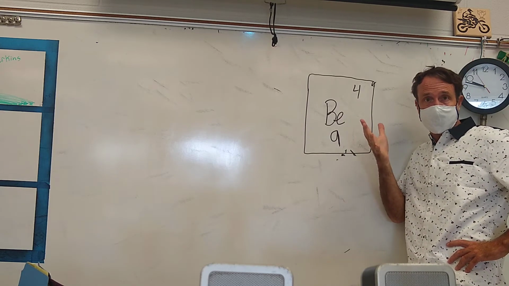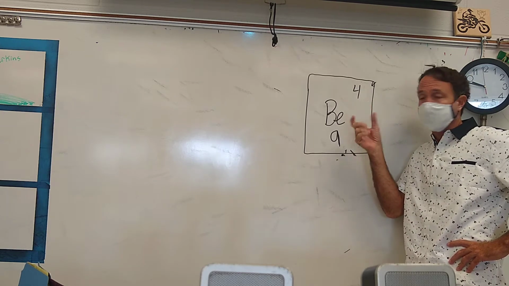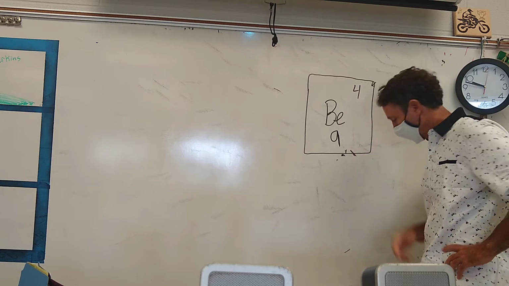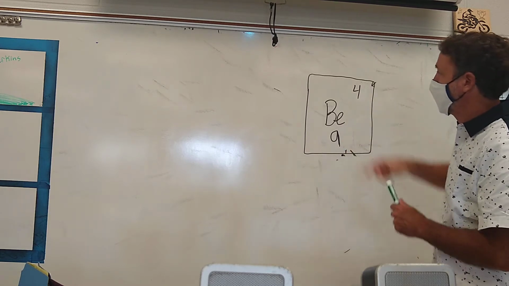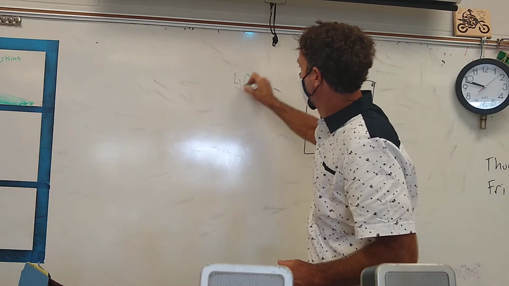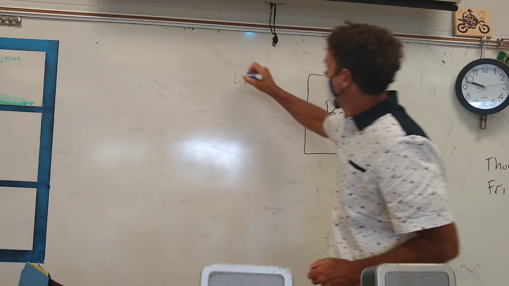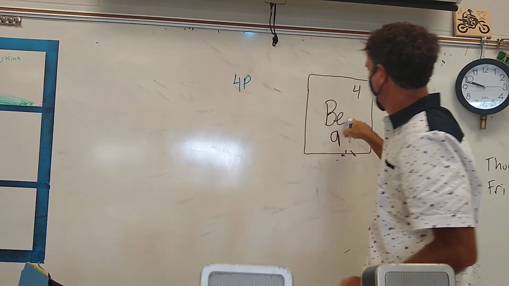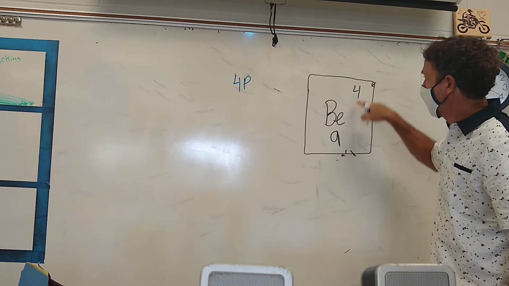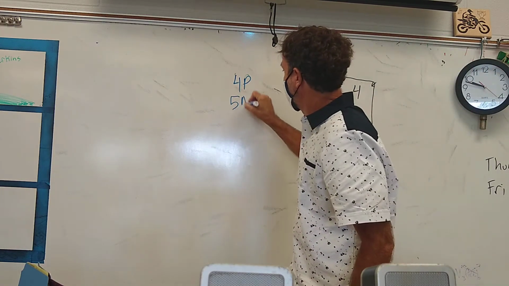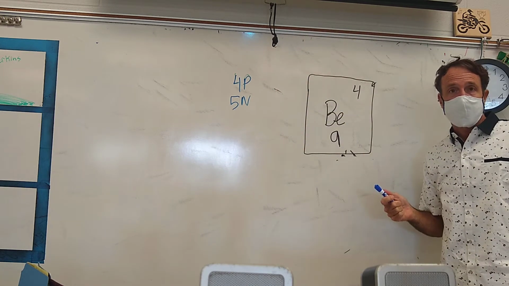But the fact is, there is more than one type of beryllium atom. What do you mean? This atom right here, if we were going to talk about it, we would say this beryllium atom has 4 protons, so that makes it beryllium. Then we would see this 9 down here. We would say 9 minus 4, it has 5 neutrons, okay? So this is beryllium, all right?